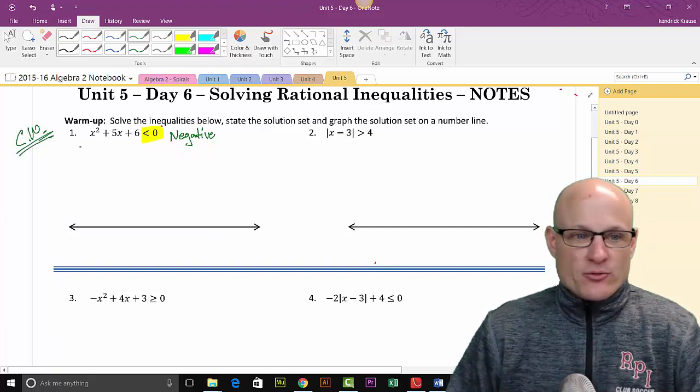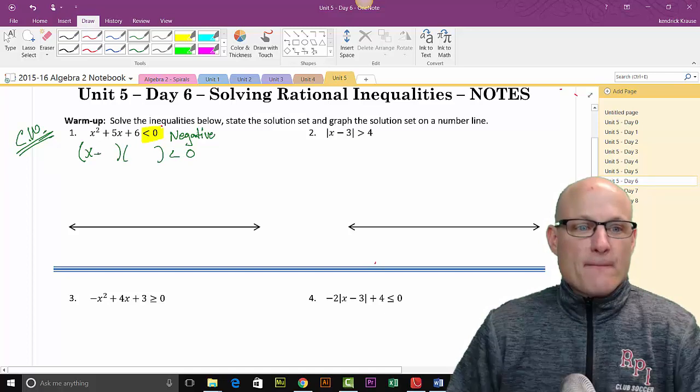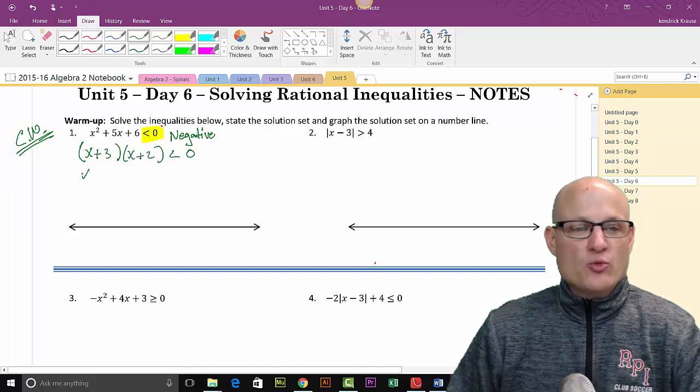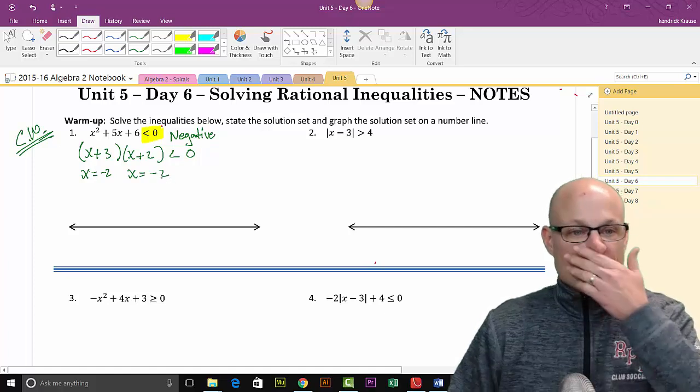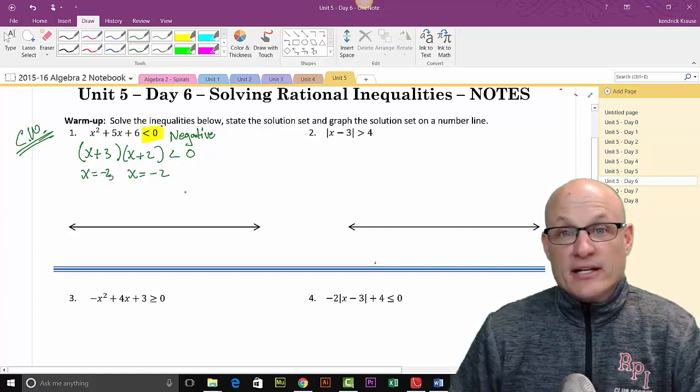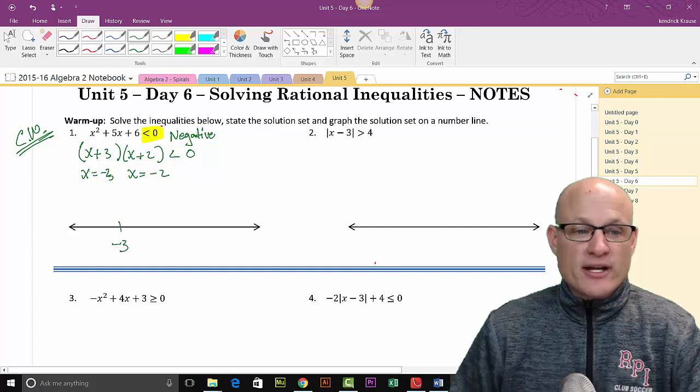So how do I get those? Well, I think it should be obvious. We're going to factor. And this one gives me x plus 3, x plus 2. So my two roots are x equals negative 3 and x equals negative 2. So those are my two critical numbers. Those are my two testing points, negative 3 and negative 2.